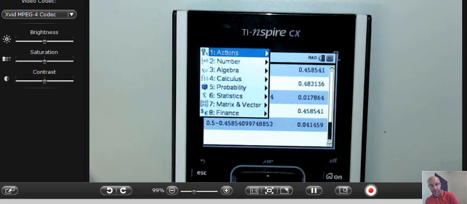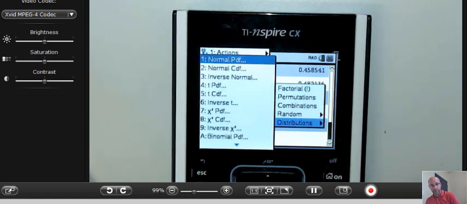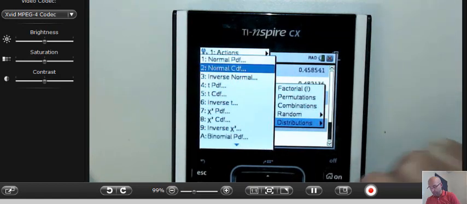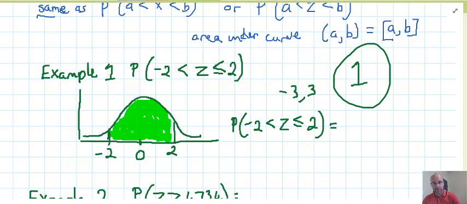So I've hit menu, and then we need to go to option 5, probability. You could do it with stats, but probability is better, and then distributions, 5 again. And what we want is normal, because we're doing normal distribution, normal CDF. So we're looking at the cumulative function, and we select 2 there. Basically, we've got to look at our limits. Let's go back and see what we should put in here.